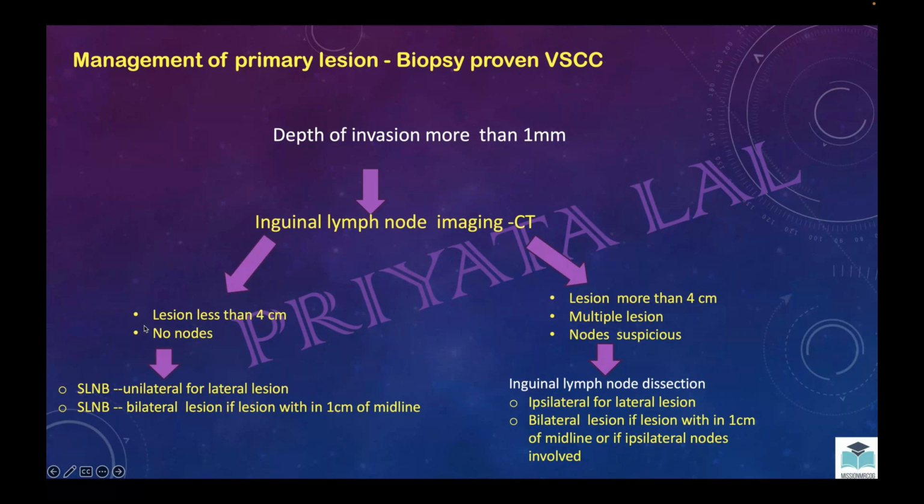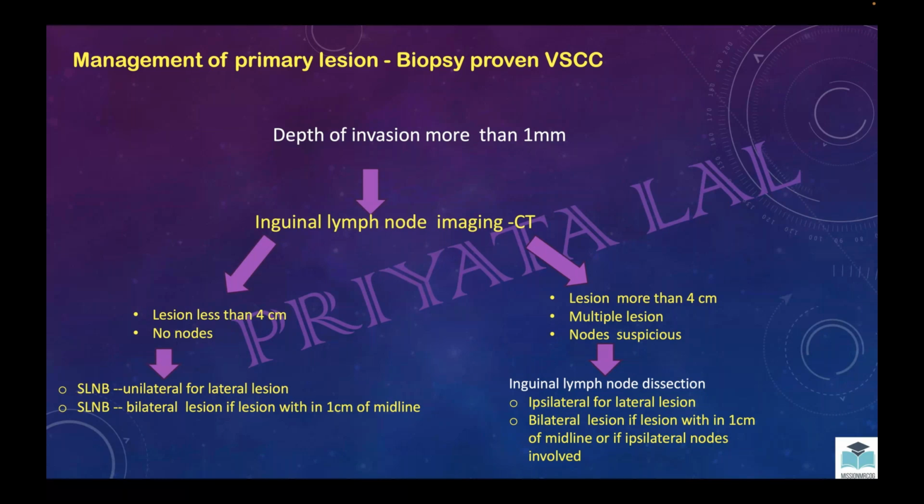Okay, so this is for sentinel lymph node biopsy if the lesions are less than 4 centimeters and there are no nodes. But if the nodes come positive on imaging, or if multiple lesions are there, or if the lesion is more than 4 centimeters, in that situation lymph node dissection has to be done. For a lateral lesion it will be same-side, or ipsilateral, and for a central lesion it will be bilateral lymph node dissection.